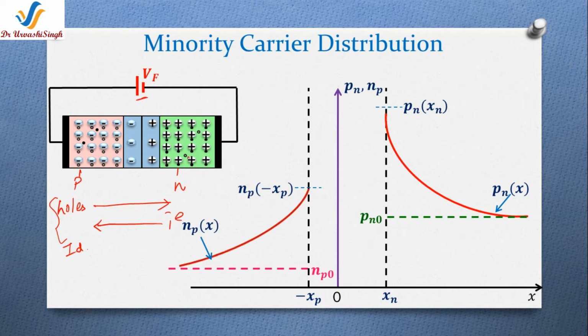There are some minority carriers also, and they move and constitute the current, the drift current. So the current in the external circuit is given by ID minus IS. This is about the forward bias PN junction diode.